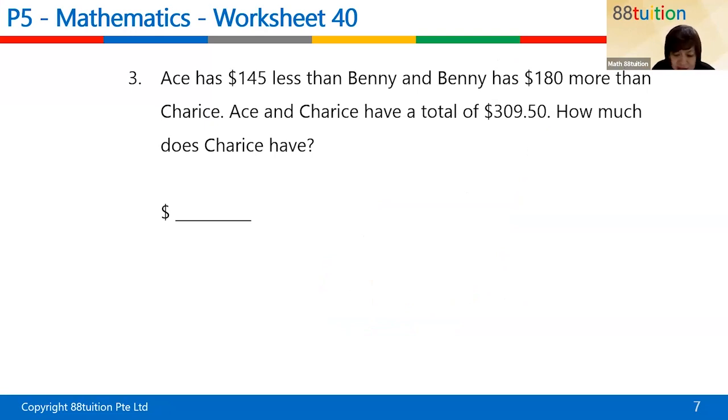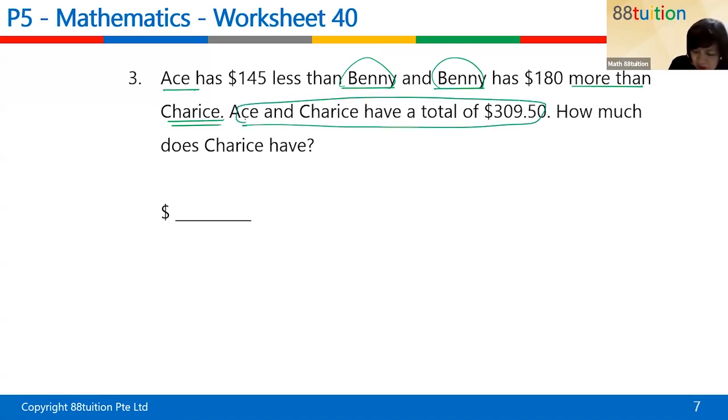Okay. He said Ace has 145 less than Benny. So that means we are now looking at these two persons, Benny here. Right? And now Benny has more than Charis. So Charis is the third person. So A and C, you know that they have 309. So this is the total that they have. Okay, how much does Charis have?